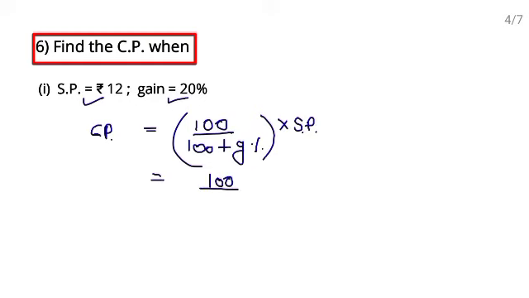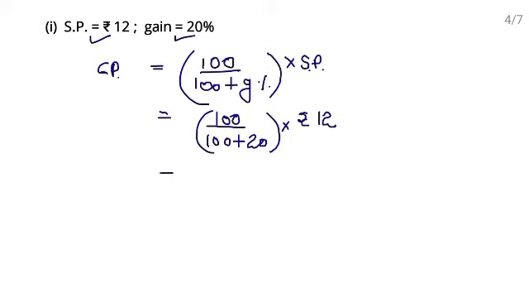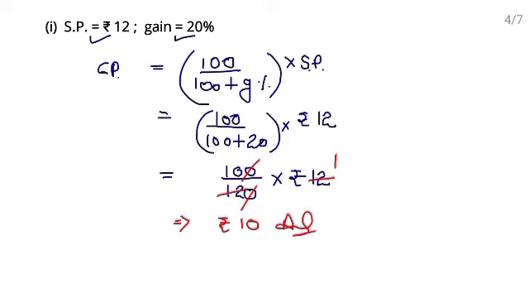100 upon 100 plus 20 multiply SP is rupees 12. Now this is 100 upon 100 plus 20, 120 multiply rupees 12. 0 to 0 cancel out. 12 ones are 12. So what you are getting? 10 ones are 10. Right? So cost price is rupees 10, which is your answer.